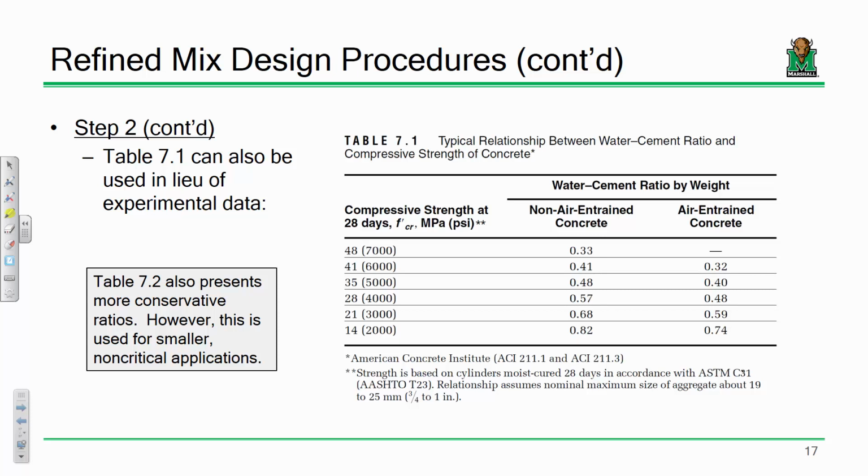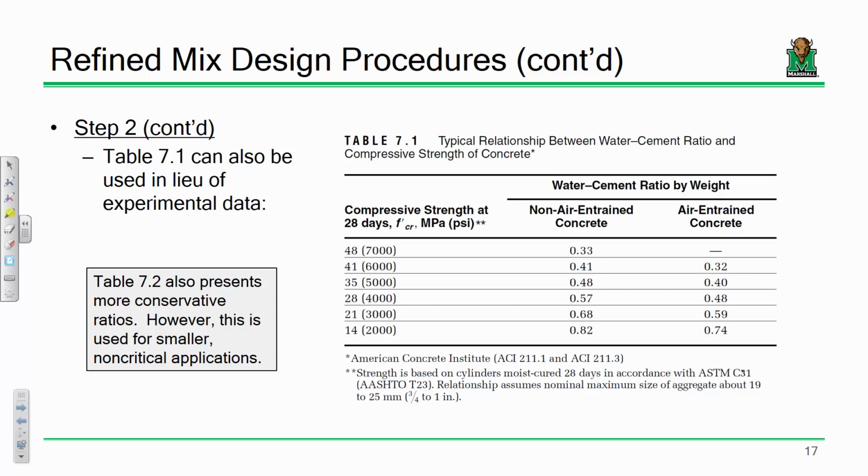Okay. So Table 7.1: typical relationship between water-cement ratio and compressive strength of concrete. Based on a given f'cr, the required compressive strength for our mix, and whether we're dealing with non-air-entrained concrete or air-entrained concrete, we can determine what our required water-cement ratio is. Now, what happens if your required compressive strength is 4,200?